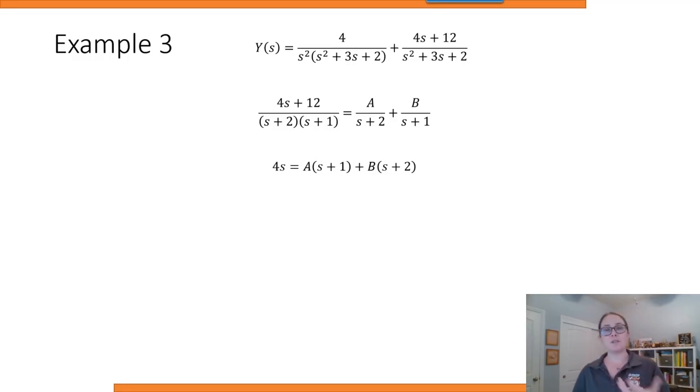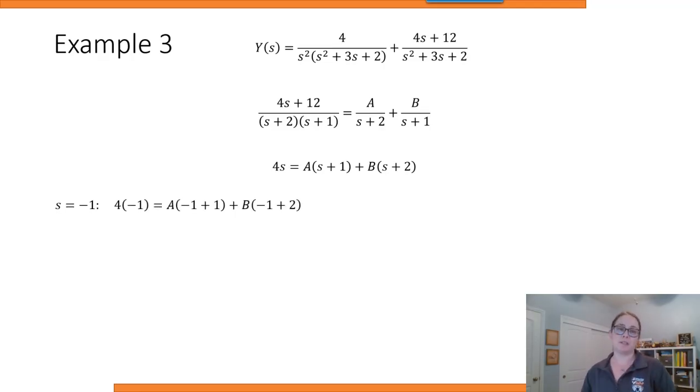A shortcut to that is we plug in values for s that will cause one of these terms to cancel out and allow me to solve for the other variable. So for instance, if I let s equal -1, then the s plus 1 that's multiplying A is going to become 0, and I won't have to deal with the A. I can solve for B. So that's what I'm going to do. Everywhere across this whole equation that there's an s, I'm going to plug in a -1, and then simplify. So I end up with -4 on the left. The A term zeroes out completely, and I get just B times 1. So B equals -4. It's a very quick way to find that variable.